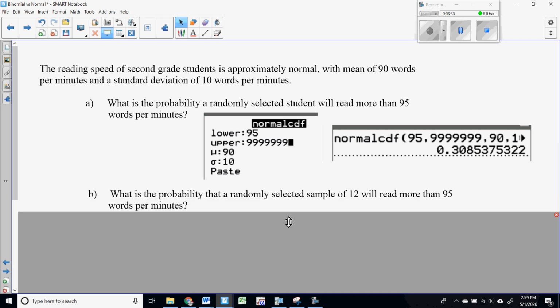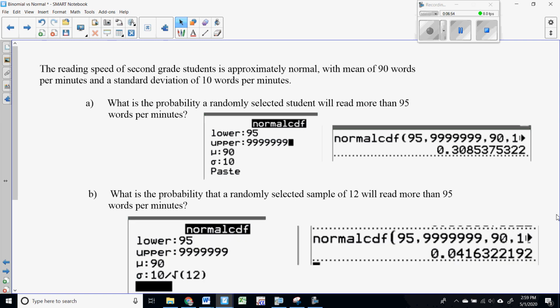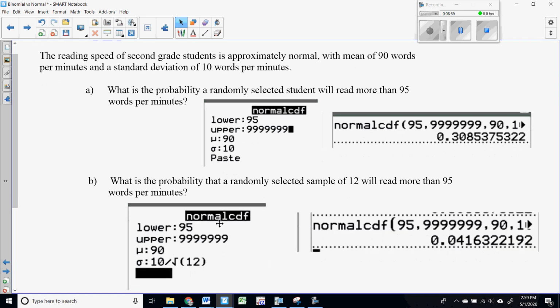Now let's say we change this to this. What's the probability that a randomly selected sample of 12 will read more, or average more is what it means, average more than 95 words per minute? Almost exactly the same as the previous one, but you're talking about the average of a sample. And that is when we have to divide by the square root of n. So that's the difference between these.